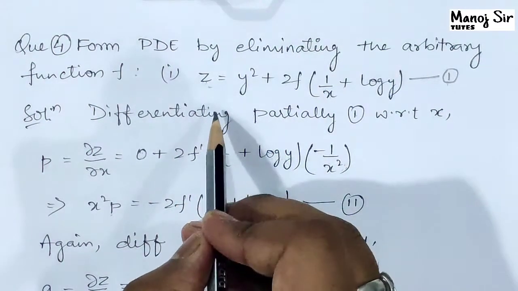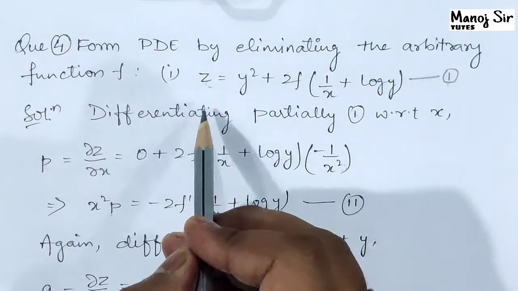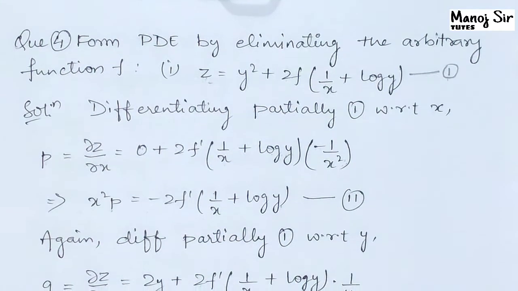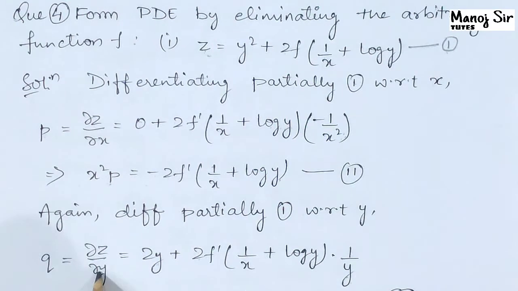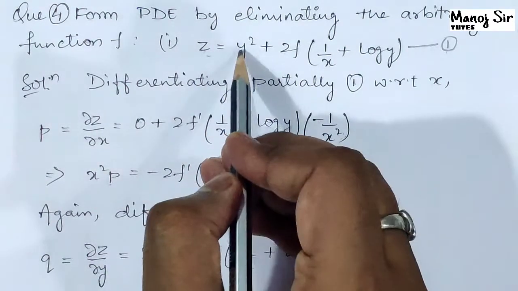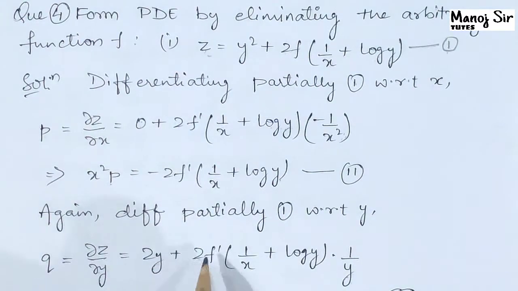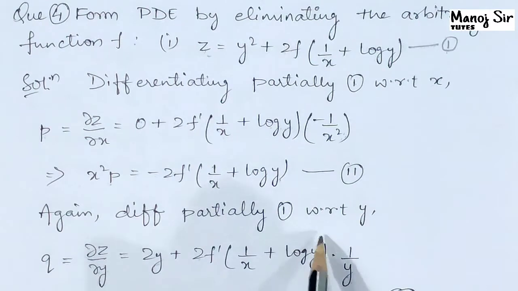Likewise, we will differentiate this equation with respect to y. Again differentiating partially equation 1 with respect to y, what you will get, let us see. This is del z upon del y, and from video number 1 we know that del z upon del y is small q. So this is q equals differentiation of y square with respect to y will become twice of y plus 2 into f dash of 1 upon x plus log y is as it is. Now differentiating this part, that is log y, that is 1 upon y.